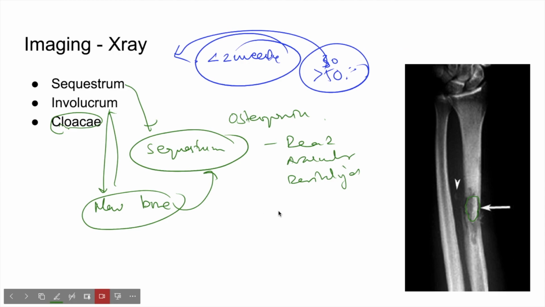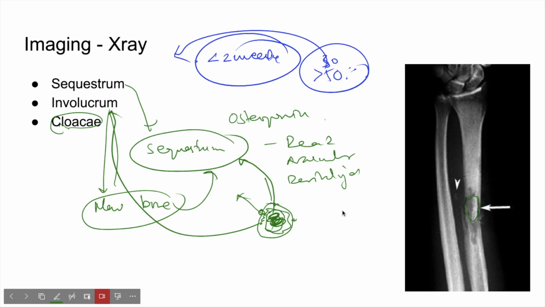So these are the terms that you must know very well. Sequestrum is a dead piece of bone around which new bone tries to form. It is called an involucrum. And this is the inside portion of the sequestrum. Dead devitalized ivory type bone is seen. In between is a dirty granulation tissue with infection. You have small holes in the involucrum called cloacae through which the pus discharge occurs, right?